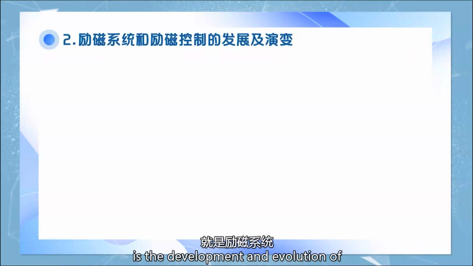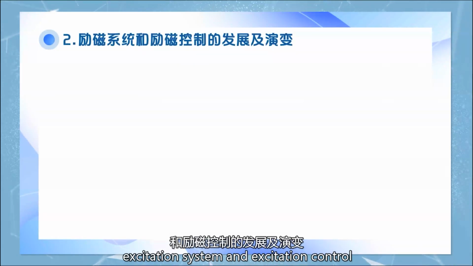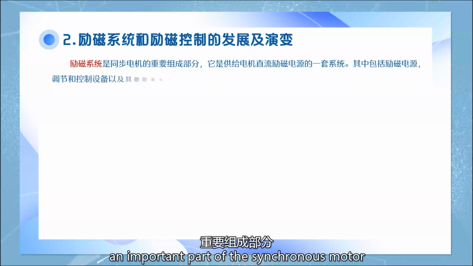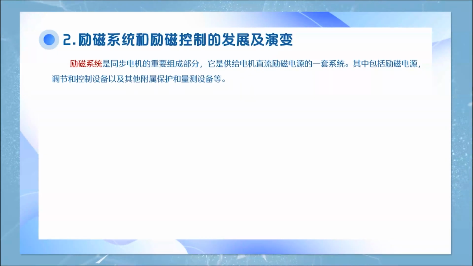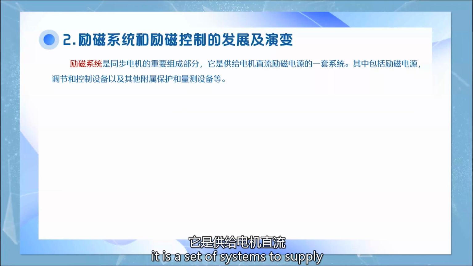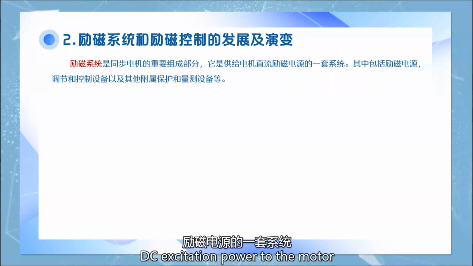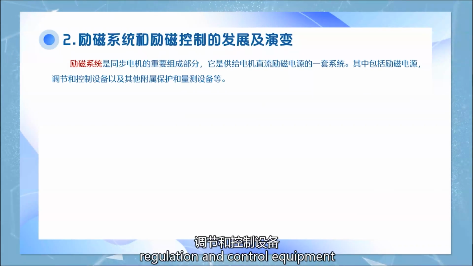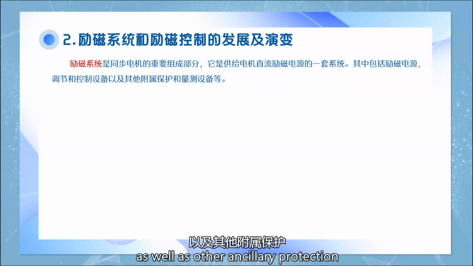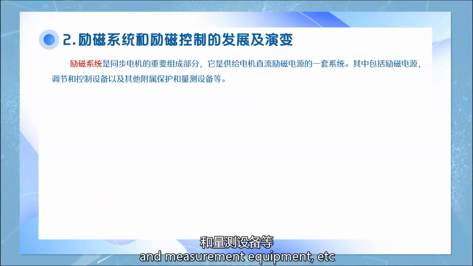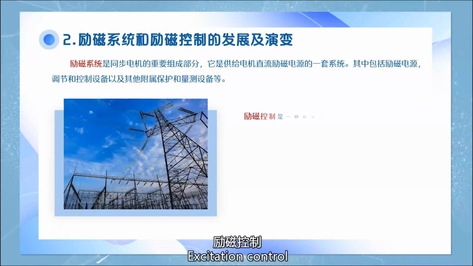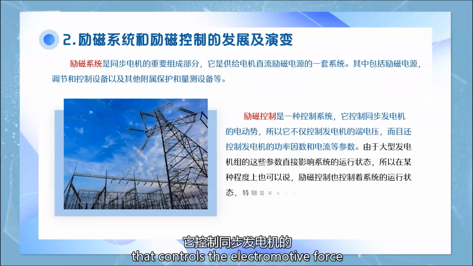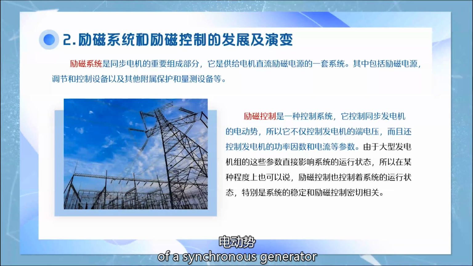The second part is the development and evolution of excitation system and excitation control. The excitation system is an important part of the synchronous machine. It is a set of systems to supply DC excitation power to the machine, including excitation power, regulation and control equipment, as well as other auxiliary protection and measurement equipment, etc. Excitation control is a control system that controls the electromotive force of a synchronous generator.